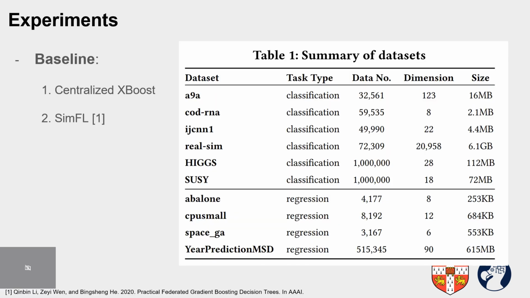For experiments, we benchmark our method against one of the state-of-the-art works on horizontal federated XGBoost, CMFL, which applies locality-sensitive hashing in the context of federated learning. We also use the centralized XGBoost trained on the whole dataset as our baseline. We evaluate our method on 6 types of datasets for classification and 4 types of datasets for regression. All datasets have different characteristics and sizes.